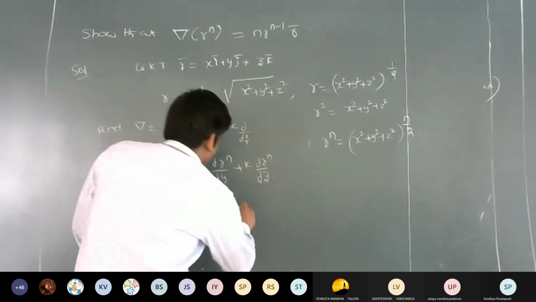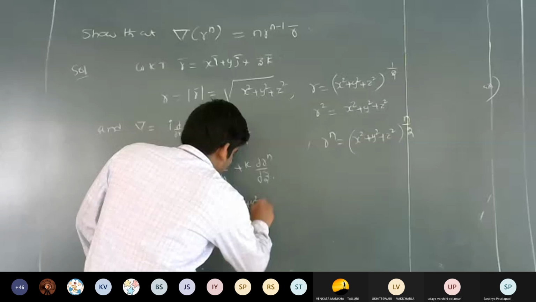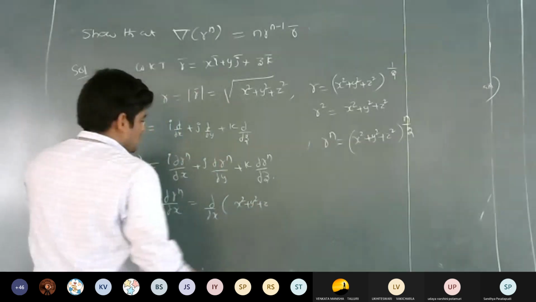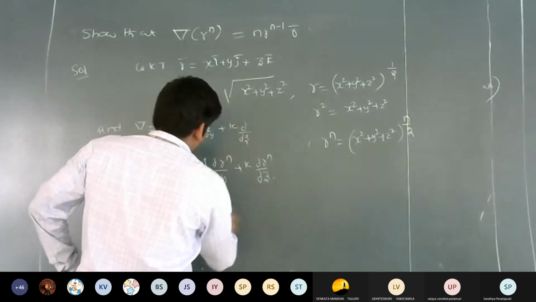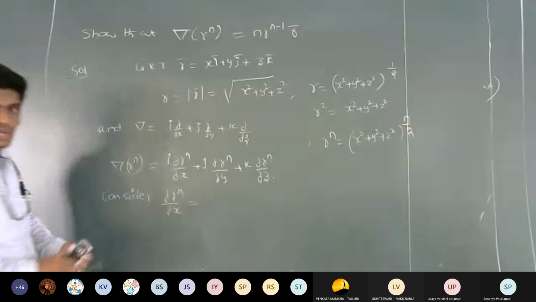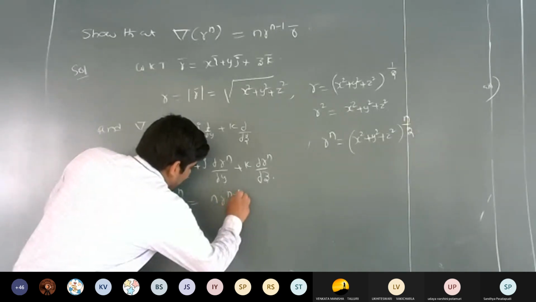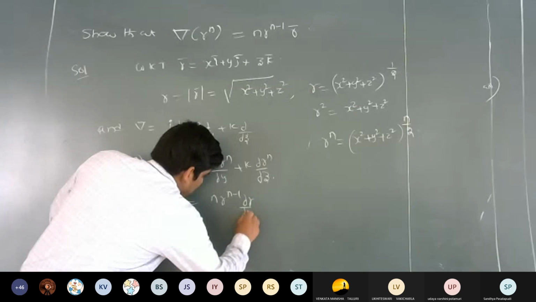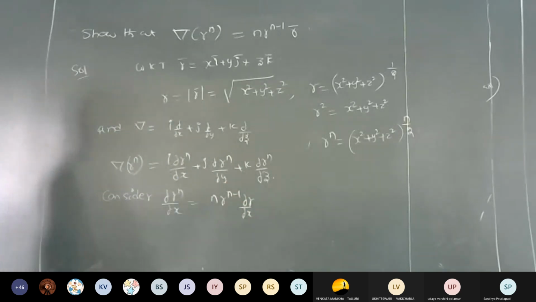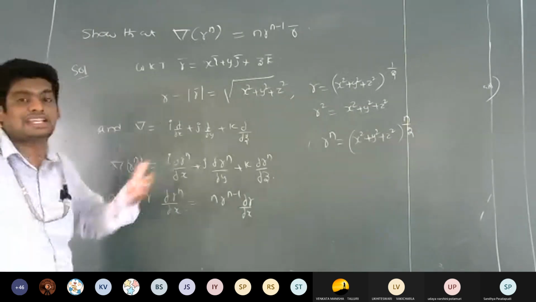What is the R power n? Otherwise, you can simplify this one. In a simple manner, this is n into R power n minus 1 into dou R by dou x. It is a simple manner. Is it clear? So the derivative of x power n is n into x power n minus 1.